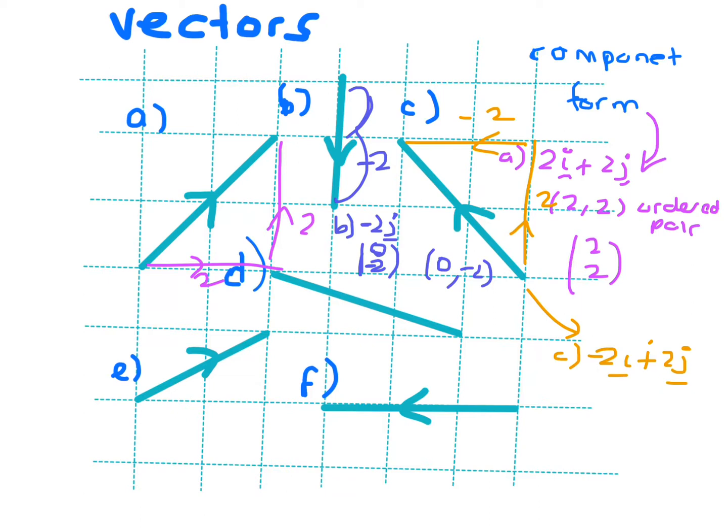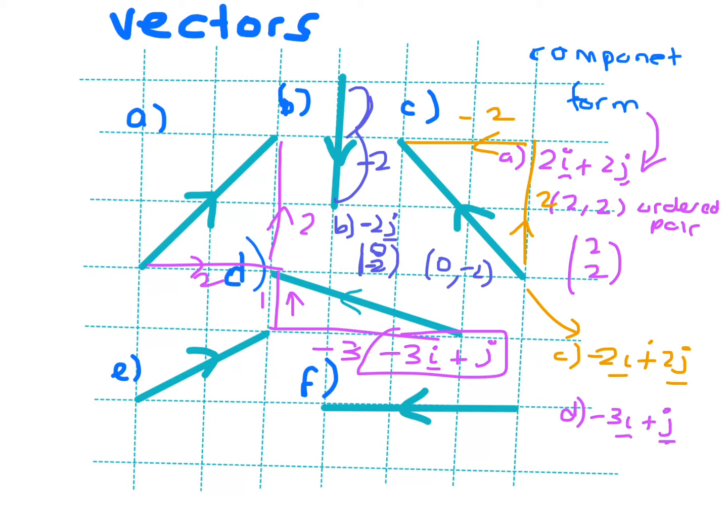If we look at D, I actually haven't put a direction on it. I'm going to make it go that way. Looking at that, the y is 1 and the x is 3. The x is in the negative direction because it's going to the left, and the y is in the positive direction because it is going up. So that means it will be minus 3i plus j. That's in component form, or minus 3, 1 as an ordered pair, and a column vector.